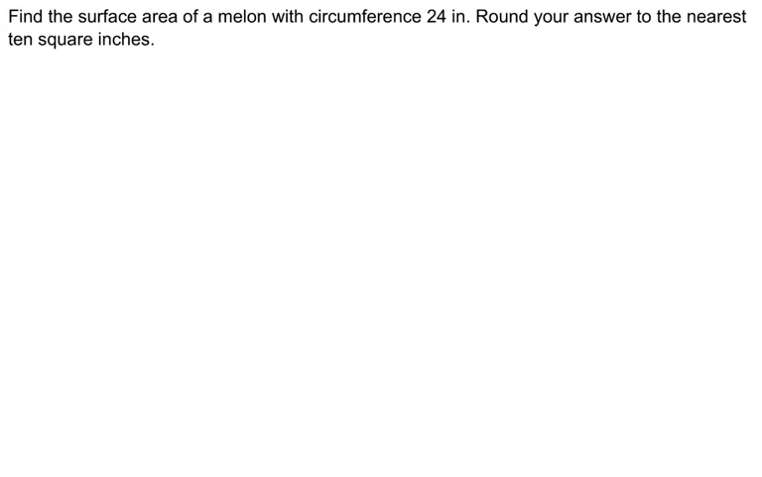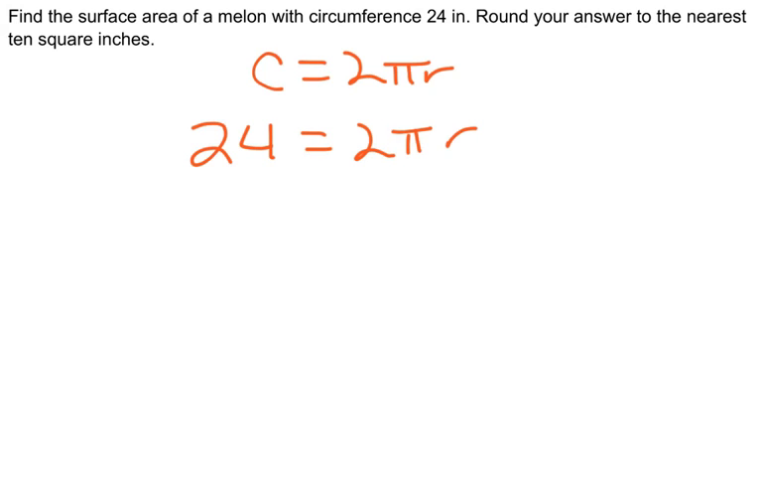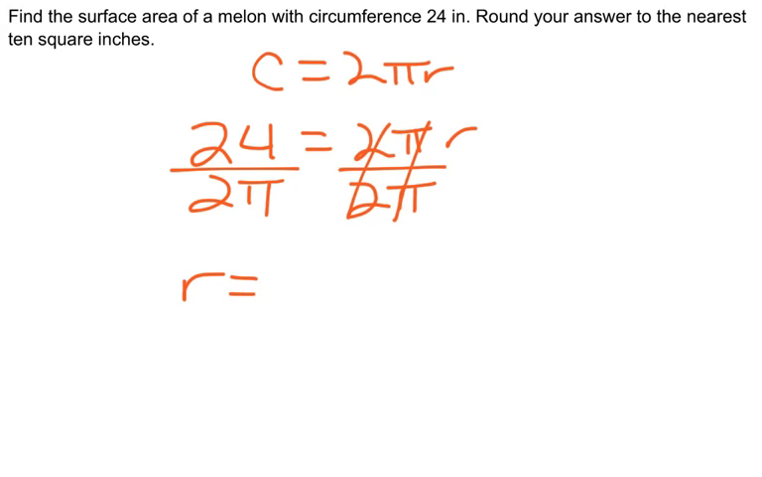Now let's do one more surface area problem, and then we'll get to volume. Here it says, find the surface area of a melon with circumference of 24. Again, circumference is 2 pi r, and in this case it tells us that the circumference is 24. That's going to enable us to find our radius. So we divide by 2 pi, divide by 2 pi. Don't forget to put that 2 pi in parentheses on your calculator.